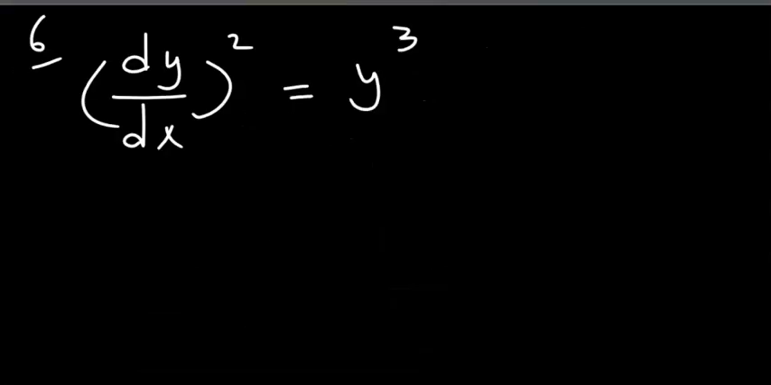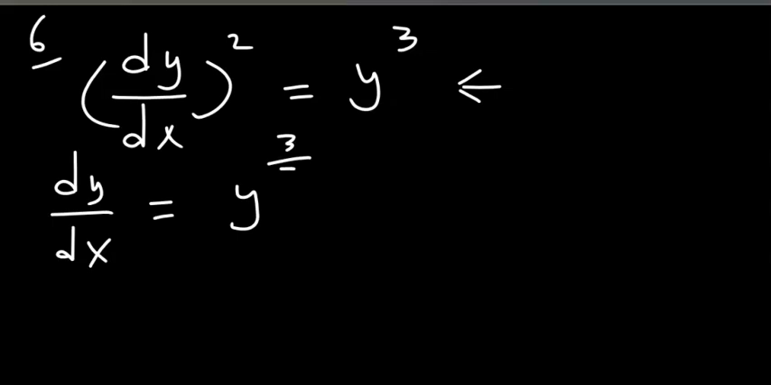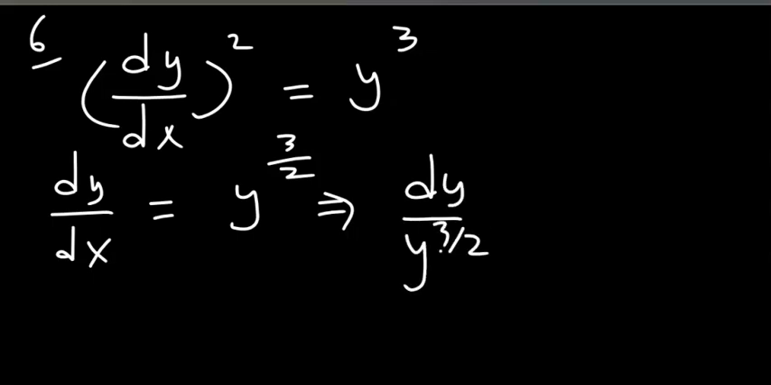Example 6. dy dx to the power 2 equals y cubed. The first thing we need to do is to rewrite this in terms of dy dx instead of dy dx squared. And that will be just y to the power 3 over 2. Now we can separate the variables. So you have dy over y to the power 3 over 2 equals dx. And now we can integrate this equation.